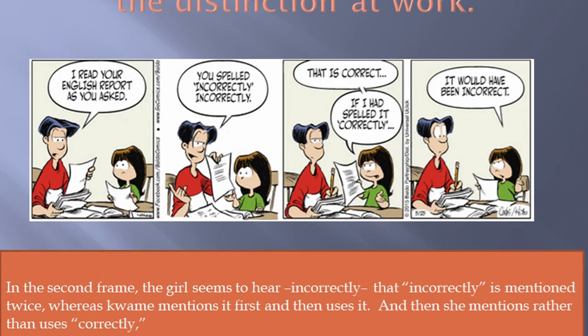In the following comic strip, note the distinction at work. I read your English report as you asked. You spell incorrectly. That is correct if I had spelled it correctly. It would have been incorrect. In the second frame, the girl seems to hear incorrectly. That incorrectly is mentioned twice, whereas Kwame mentions it first and then uses it, and then she mentions rather than uses correctly.